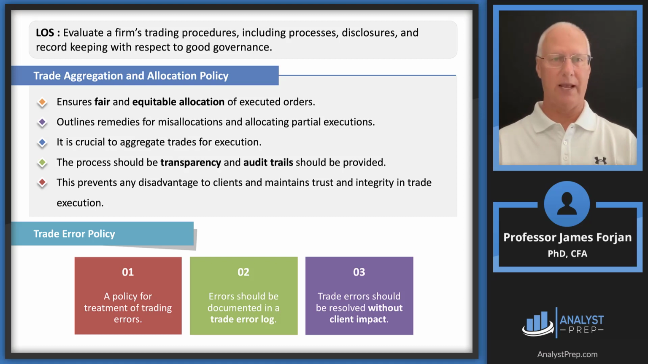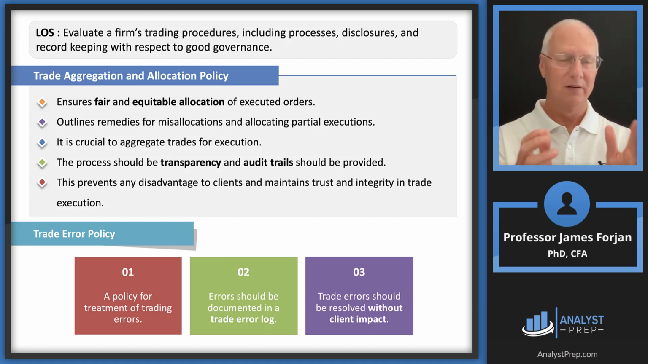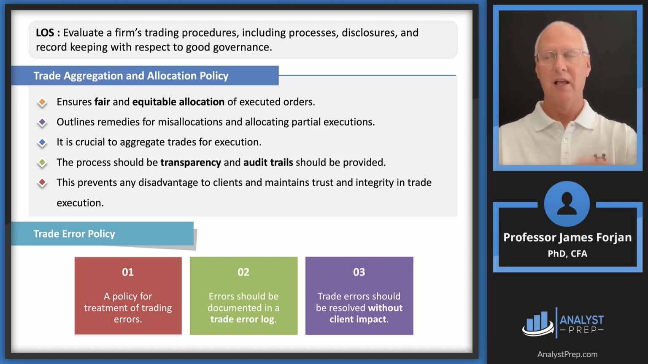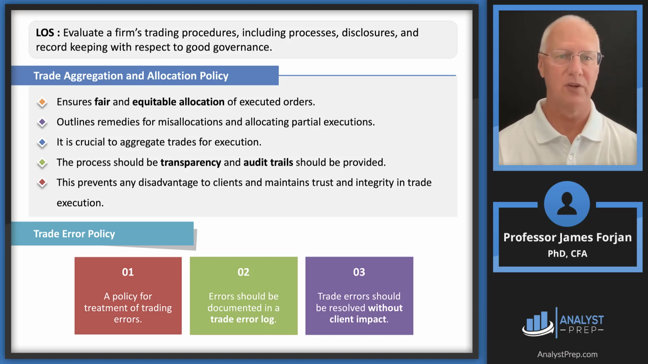So how do we aggregate our trade policy and allocate it in an efficient manner? What we're trying to do is equitable allocation of all executed orders. Remember back in our discussion of the Code of Ethics and those professional standards, what do we have to do? We have to treat everybody as if they were equal, right? So we can't allocate 50,000 shares to this client and only 10,000 shares to this client if they both want to trade 50,000 shares.